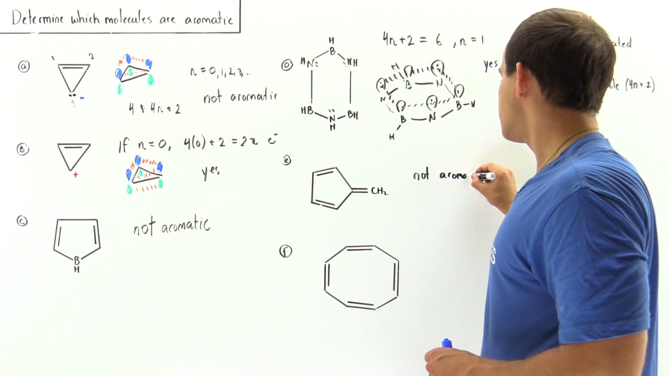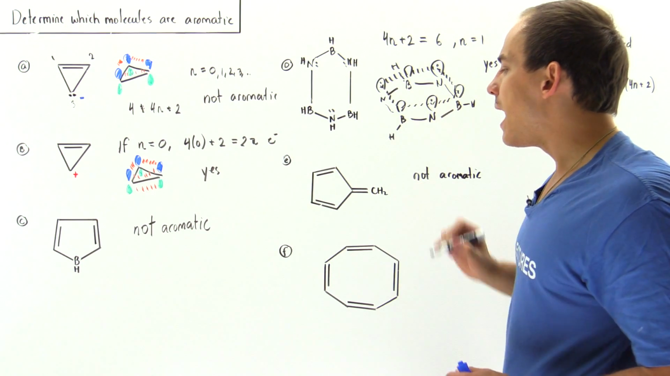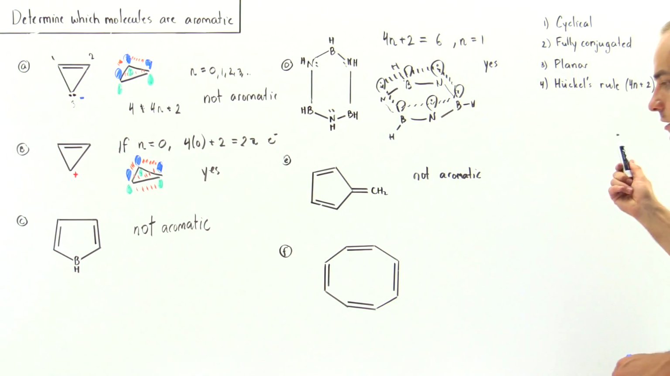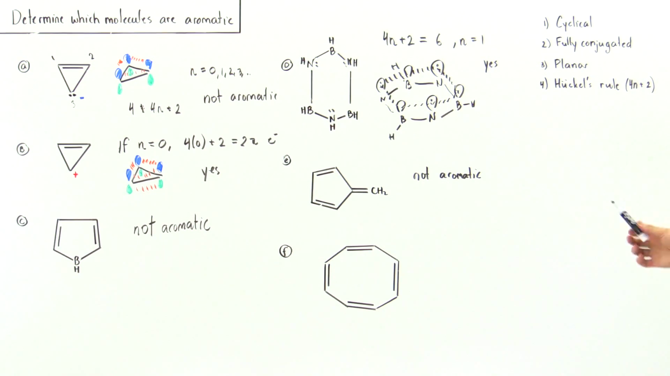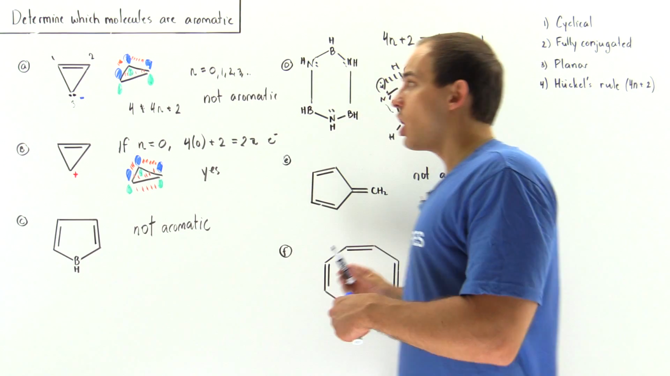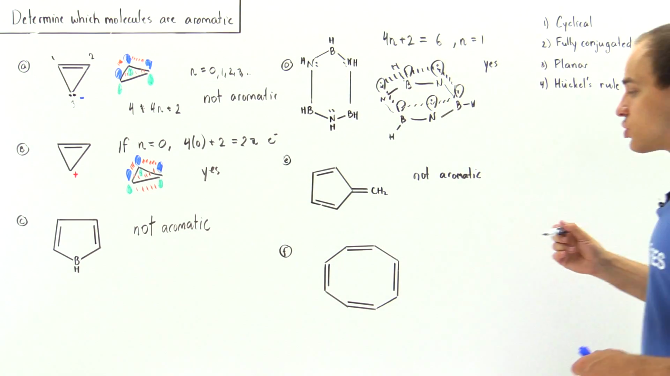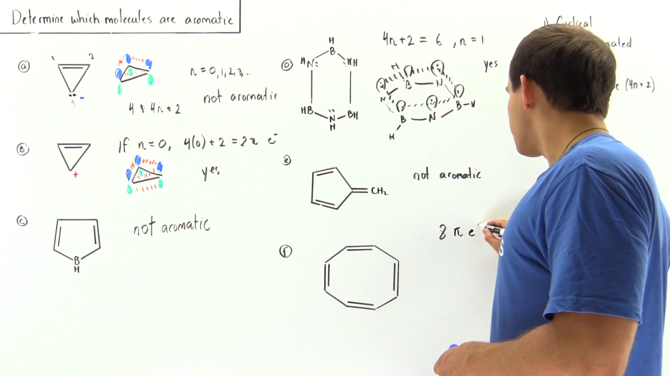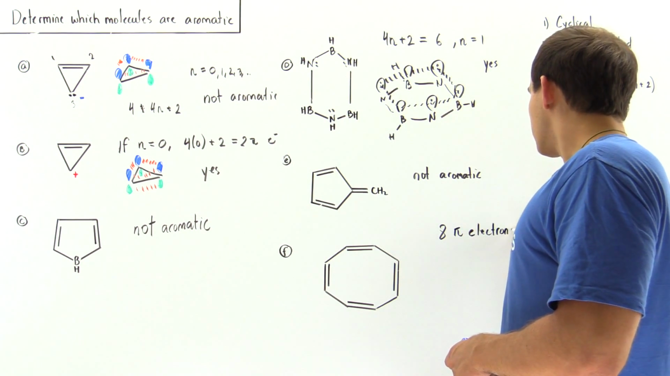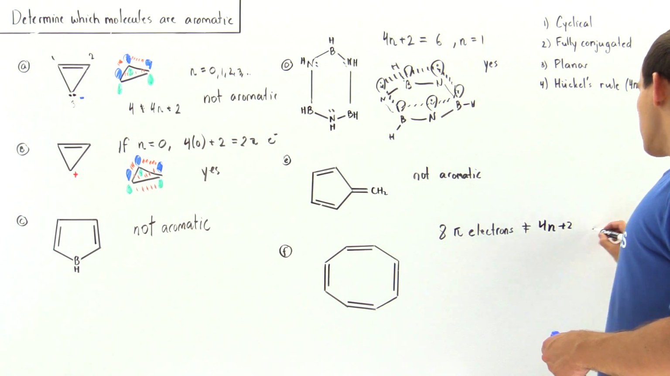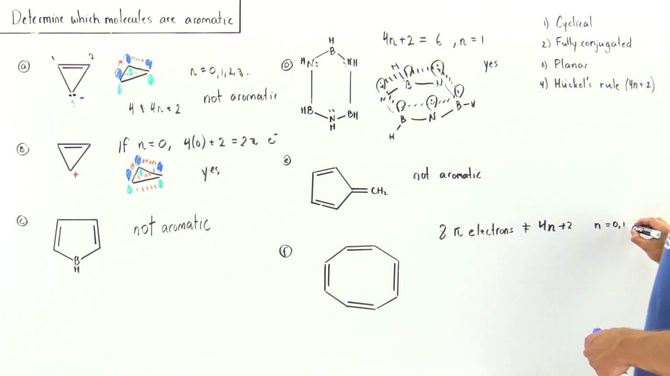Now, finally, let's look at the last molecule, molecule F. So molecule F is in fact cyclical. It is planar and fully conjugated, but molecule F does not actually obey the last rule. So we have 2, 4, 6, 8 pi electrons, and this will never equal 4n plus 2, where n is our value of 0, 1, 2, 3, 4, and so forth.